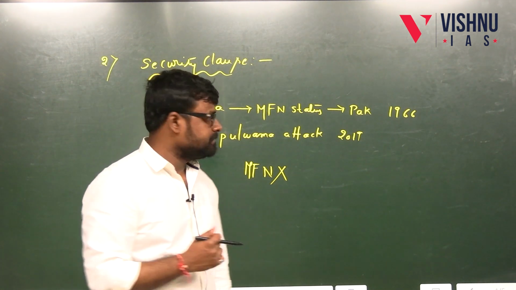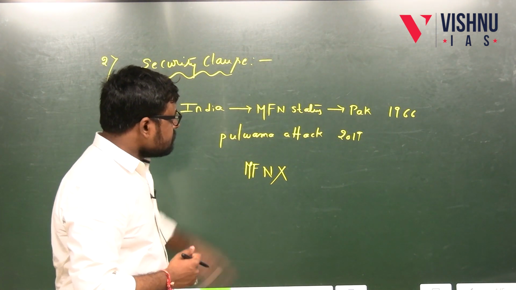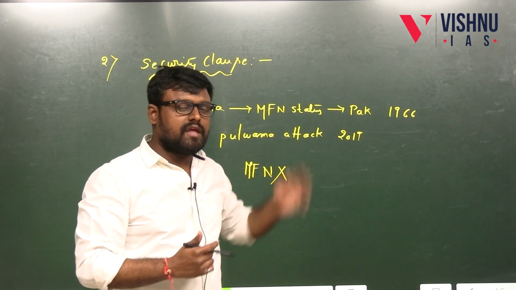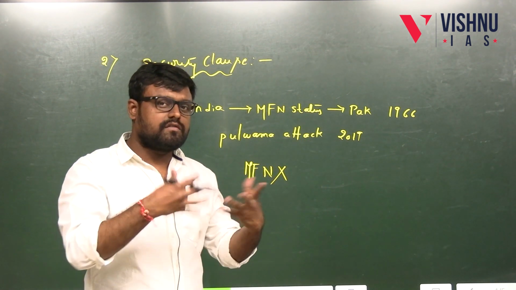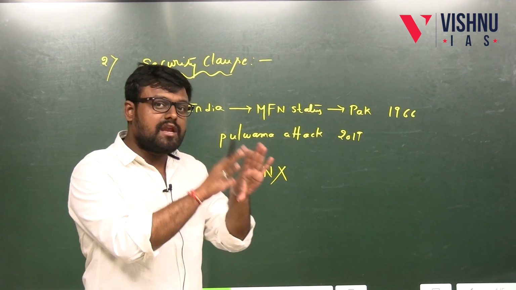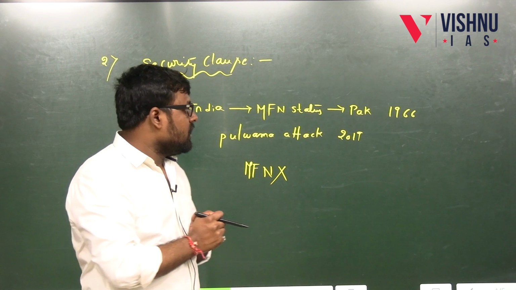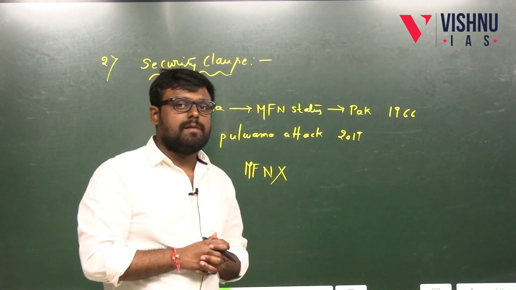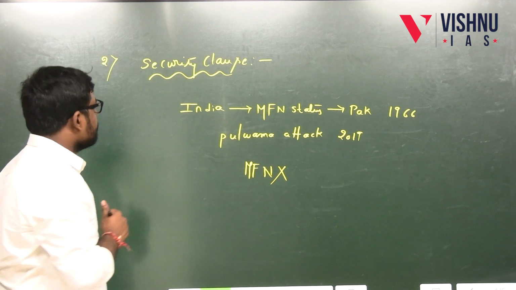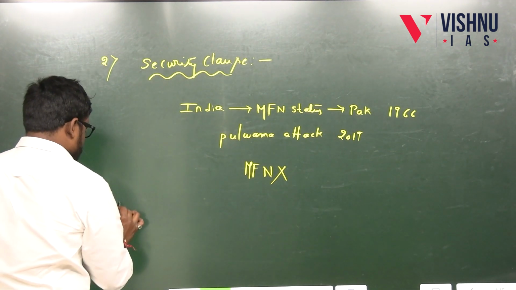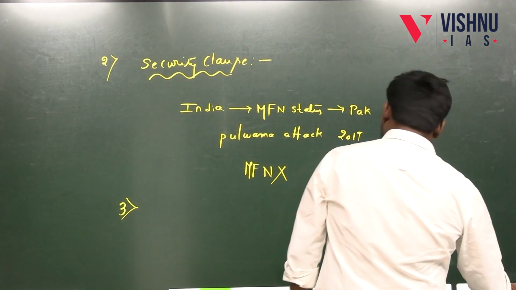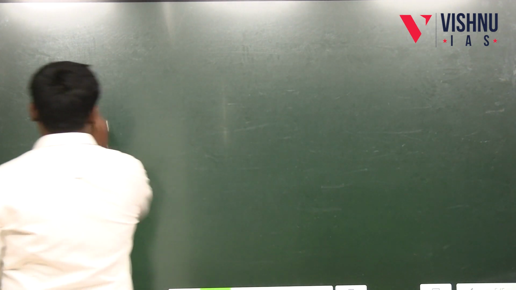What is the meaning of this? That means under this status, the goods imported from Pakistan will have very less import duty or zero import duty. But after this status has been cancelled, there is an import duty on the goods imported from Pakistan. So this is under the security clause. So this is one exemption. Another important exemption here is the generalized system of preferences scheme.